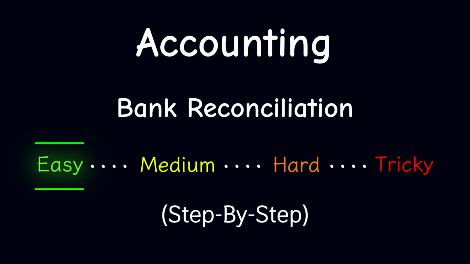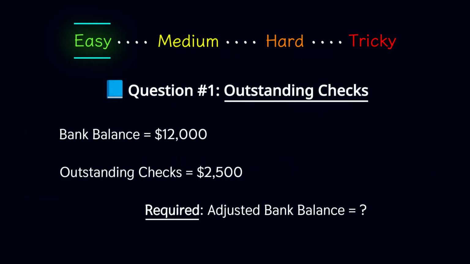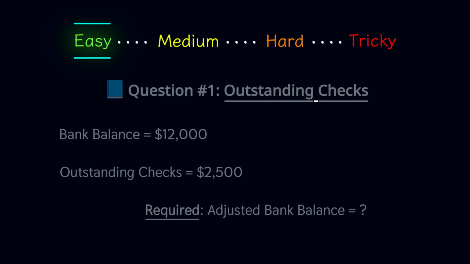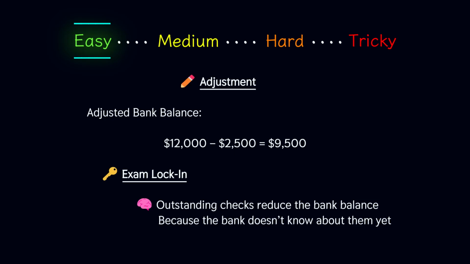Let's start easy, on purpose. Here's the situation. The bank balance is $12,000. There are outstanding checks totaling $2,500. The question asks, what is the adjusted bank balance? Now pause. This is bank side logic. An outstanding check means the company already recorded the payment, but the bank has not cleared it yet. So the bank balance is too high. That means we subtract. 12,000 minus 2,500 equals $9,500. That is the adjusted bank balance.